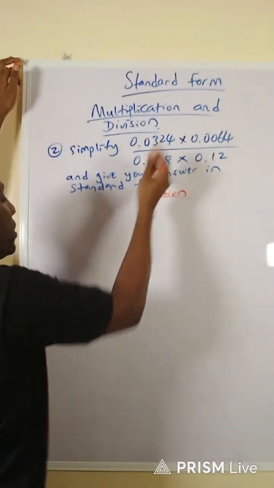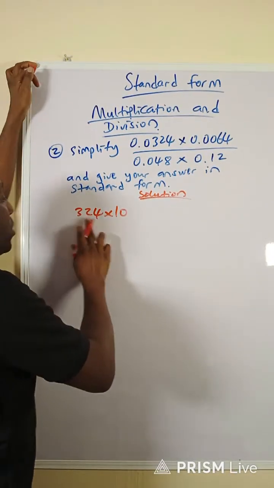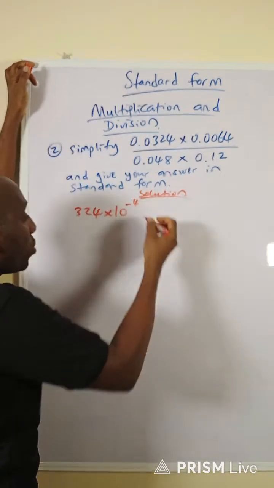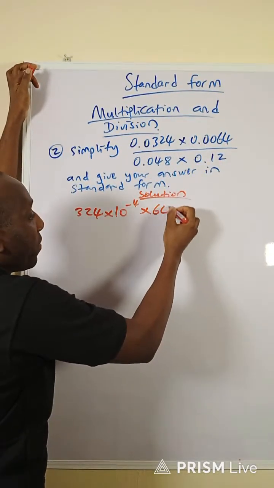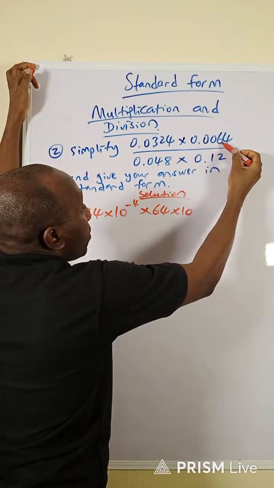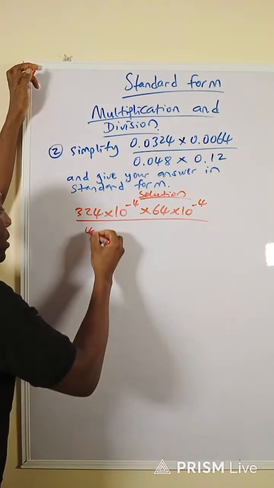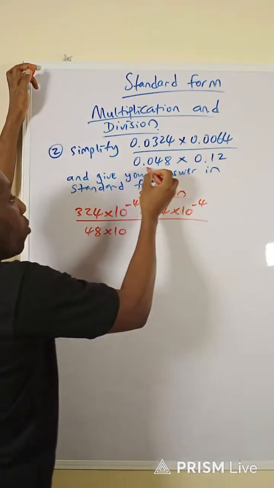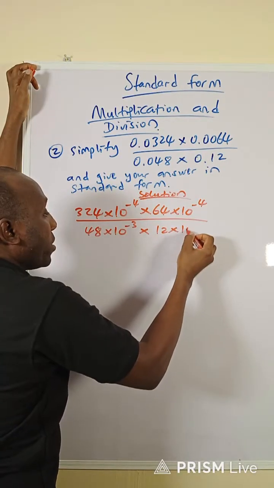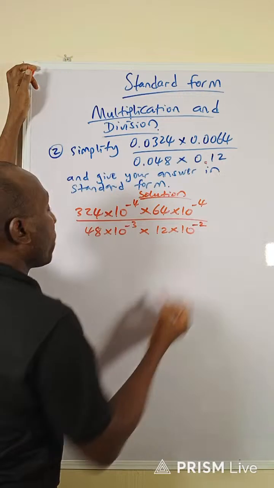Let's go. The first one, again, this is not the first example I'm doing, so I'm going to be skipping some steps. 324 times 10 raised to the power 1, 2, 3, 4, so minus 4. You already know this. Times 64 times 10 raised to the power what? It's here, move it out. 1, 2, 3, 4, so minus 4. All divided by, do the same thing here. 48 times 10 raised to the power what? 1, 2, 3, minus 3. Times 12 times 10 raised to the power what? 1, 2, minus 2.